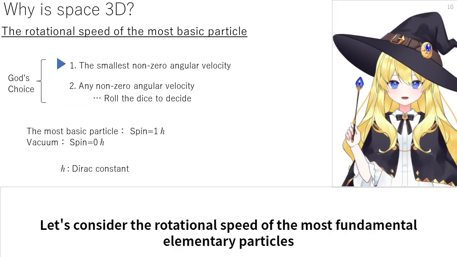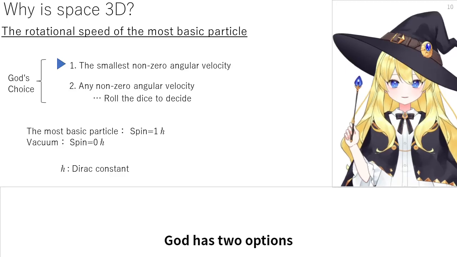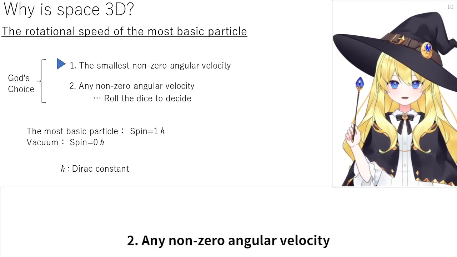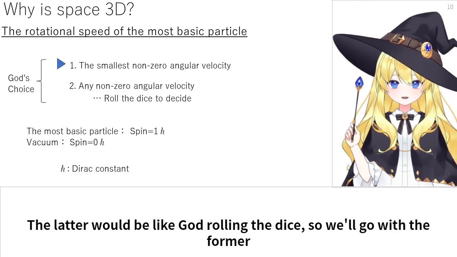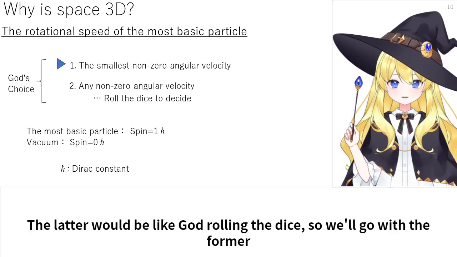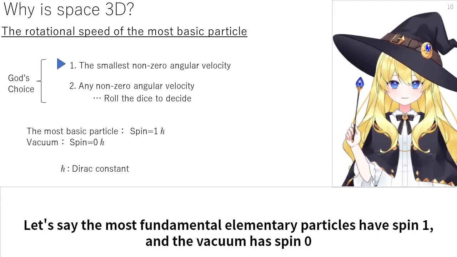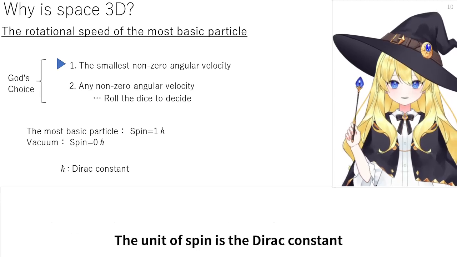Let's consider the rotational speed of the most fundamental elementary particles. God has 2 options. 1. The smallest non-zero angular velocity. 2. Any non-zero angular velocity. The latter would be like God rolling the dice, so we'll go with the former. Let's say the most fundamental elementary particles have spin 1, and the vacuum has spin 0. The unit of spin is the Dirac constant.